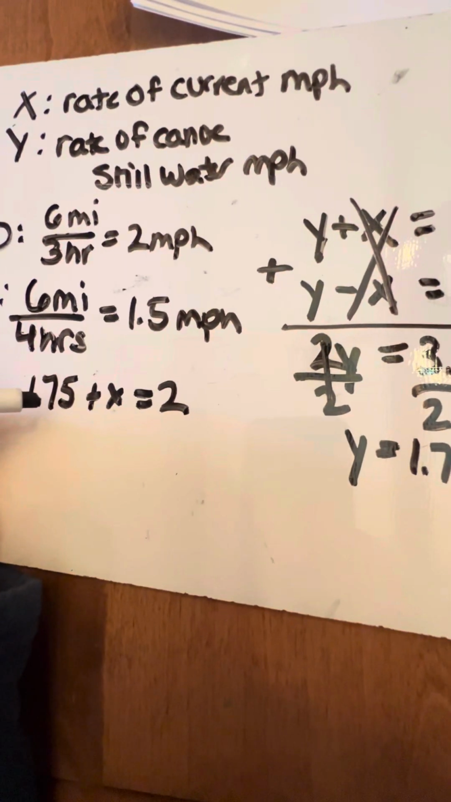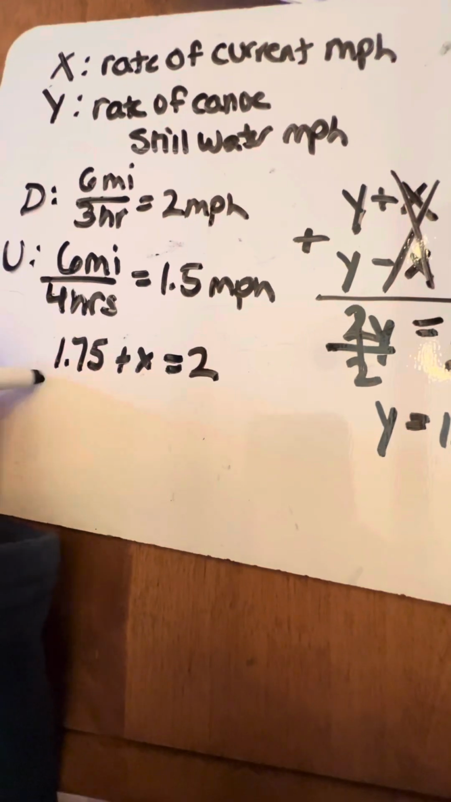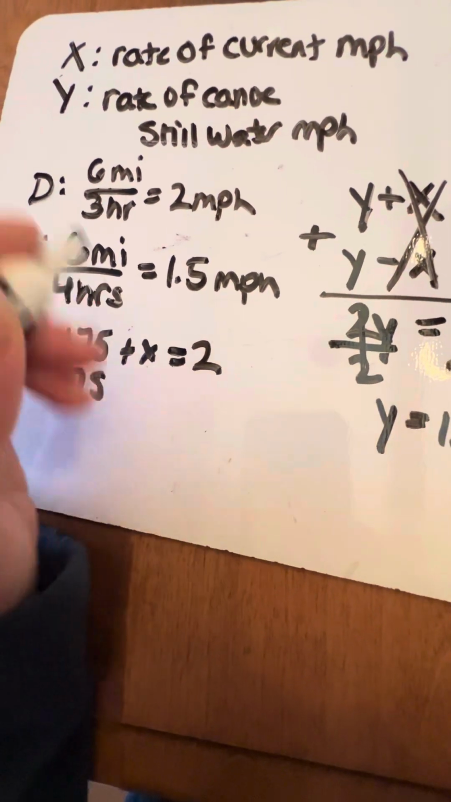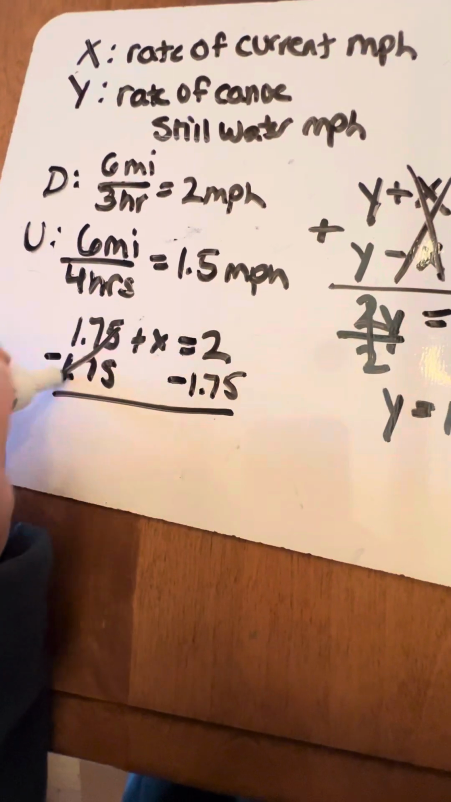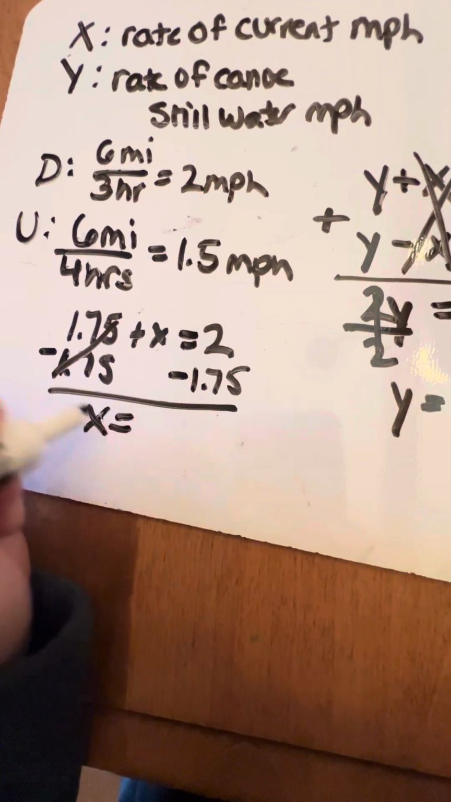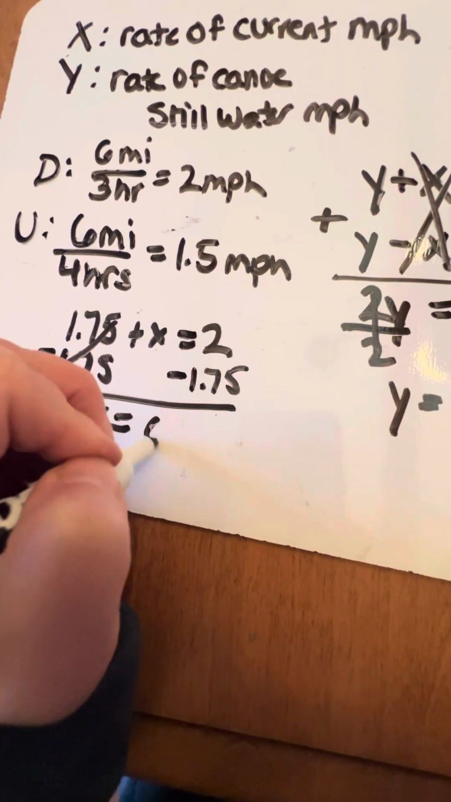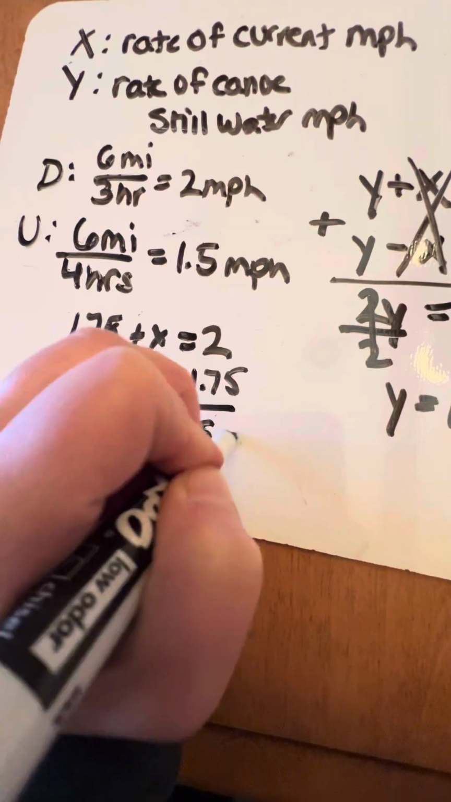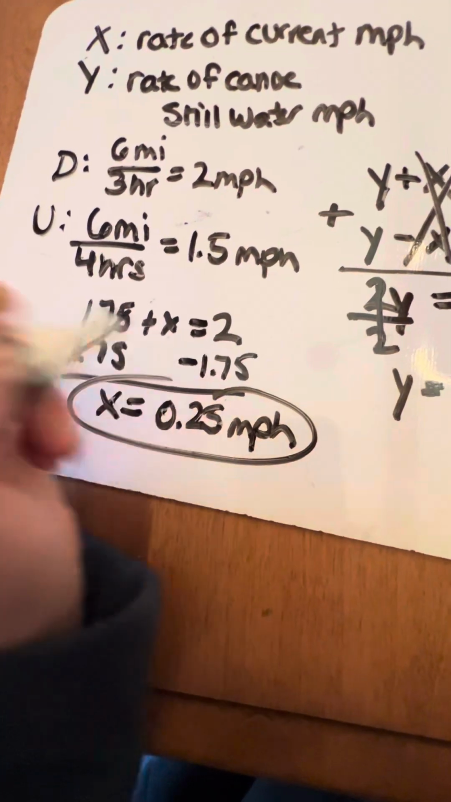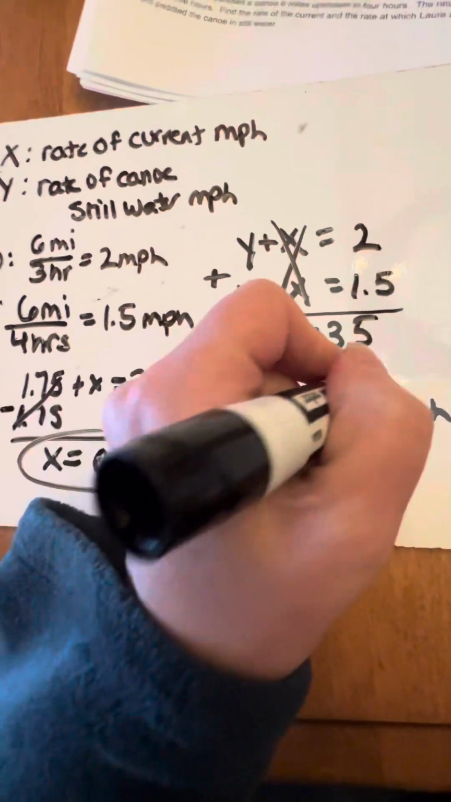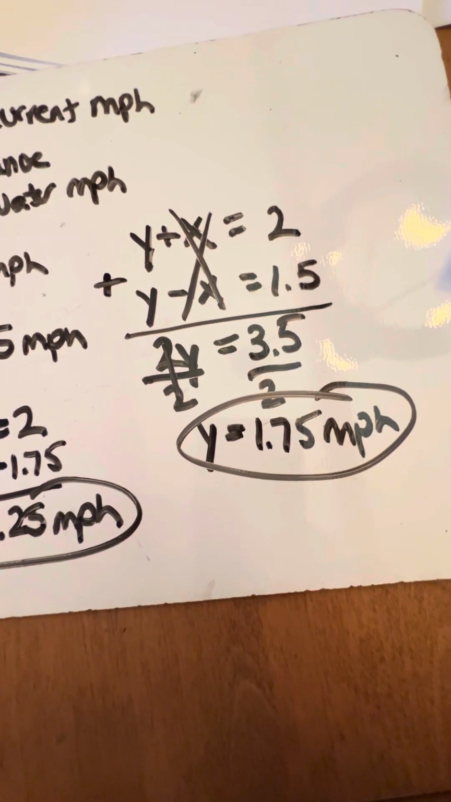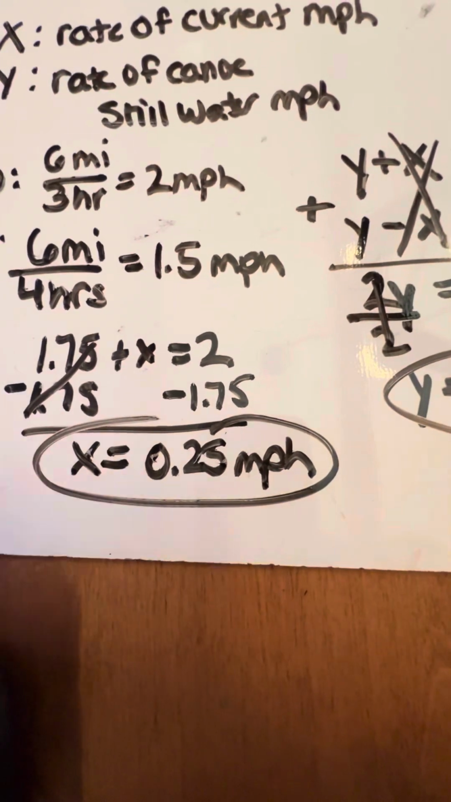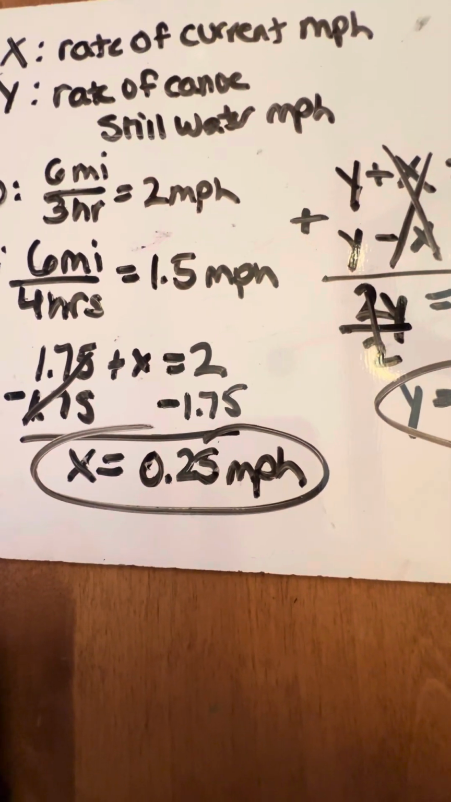So if my canoe is going at 1.75, I need to find out what my rate of the current is by just subtracting the canoe's still water rate, and that leaves me with 0.25 miles per hour. So that means that my canoe is going at a rate of 1.75 miles per hour, while the current of the water is going 0.25 miles per hour.